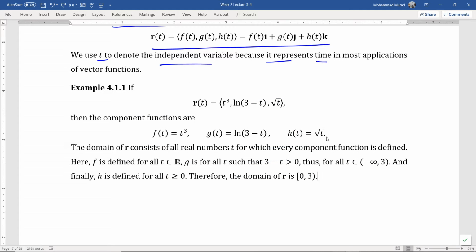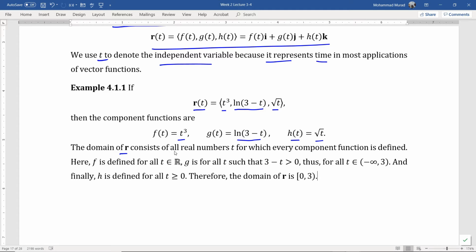Let's consider an example. If R of t, the vector function, has components t cubed, natural log of 3 minus t, and square root of t, then the component functions are f of t as t cubed, g of t as the natural log of 3 minus t, and h of t equals square root of t.